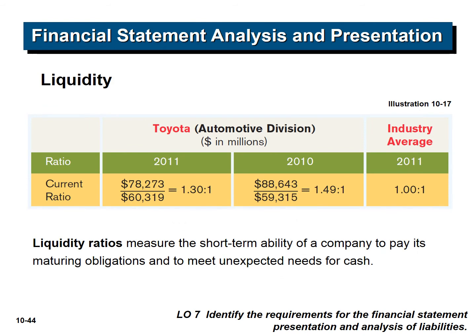One thing we want to do is look at liquidity ratios. We've seen these before. The current ratio, which is current assets divided by current liabilities, shows you your standing based on your current assets and current liabilities, and we want it to be well above 1. You'll notice that Toyota looks pretty good. Although they went down in 2011, they're still better than the industry average, which is 1:1.